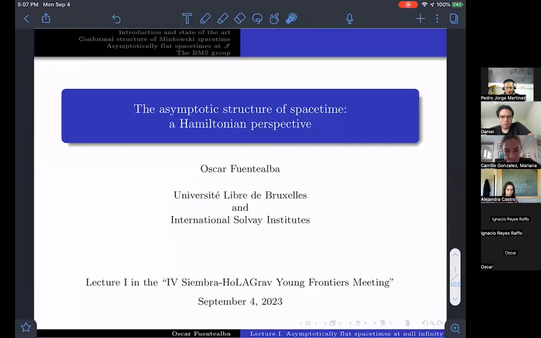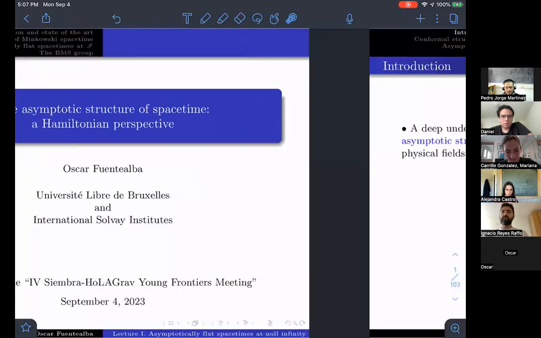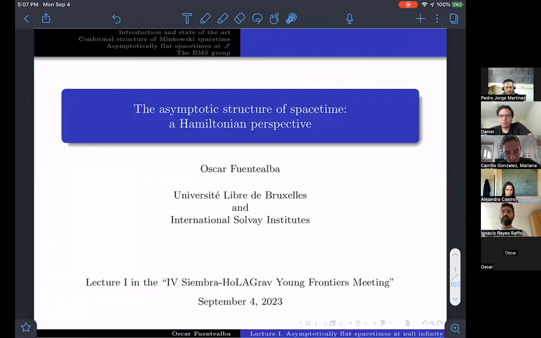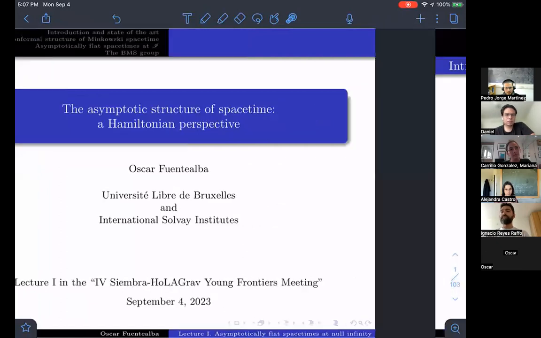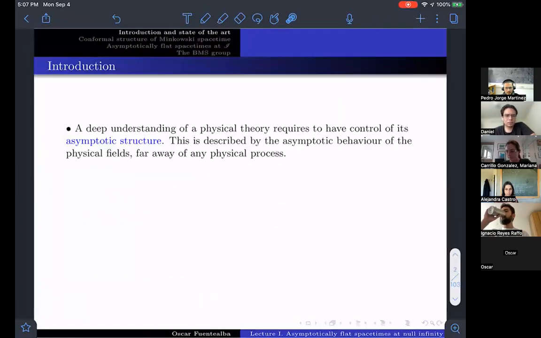And okay, this lecture is going to be just an introduction, the very basics for asymptotically flat spacetimes. So, before going to the topic and some computations, let me first make a brief introduction of the work. So we know that a deep understanding of a physical theory requires control of the asymptotic structure.